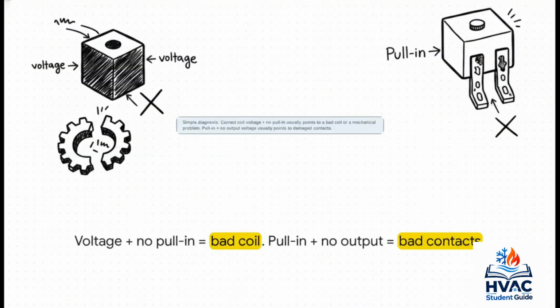Okay, so how do we diagnose this in the field? Here is a rapid-fire tip. If you have the correct control voltage reaching the coil, but you get no pull-in, you've likely got a bad coil or a mechanical jam. Boom, isolated. But if it pulls in just fine and there's no output voltage leaving the device, that almost always points to burned or pitted contacts. Just by watching that mechanical action and checking the voltage across the device, you can instantly pinpoint the failure.